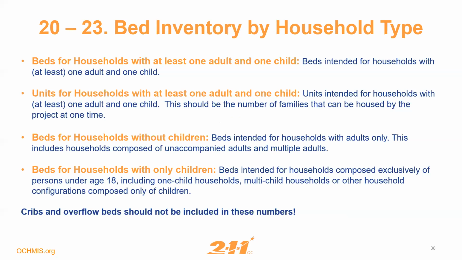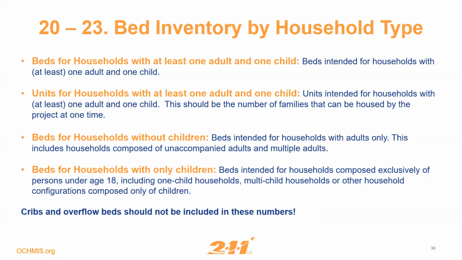Then there are units for households with at least one adult and one child. So these are units intended for households with at least one adult and one child, and this should be the number of families that can be housed by the project at one time. Then beds for households without children. So these are beds intended for households with adults only. And this includes both households composed of unaccompanied adults and multiple adults.